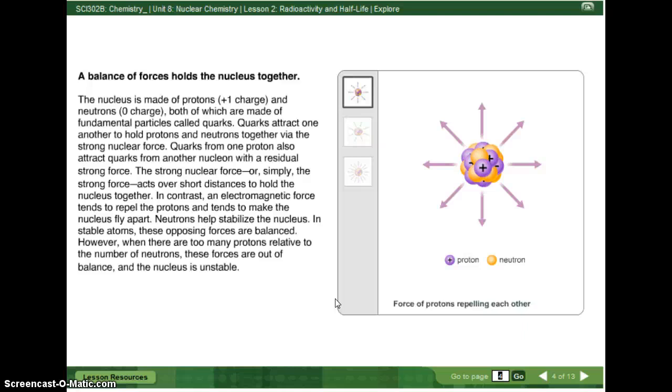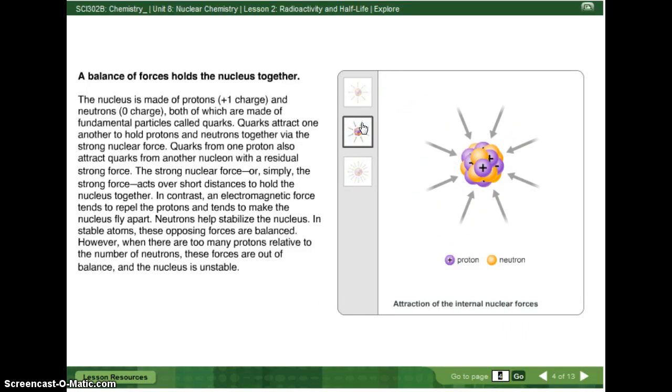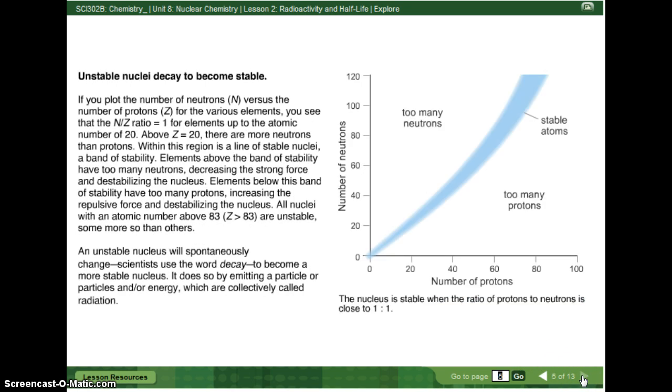In stable atoms, these opposing forces are balanced. However, when there are too many protons relative to the number of neutrons, these forces are out of balance and the nucleus is unstable. So again, protons want to be away from each other. However, there's the attraction of the internal nuclear forces. And then in a stable atom, they are balanced. Unstable nuclei decay to become stable. So in other words, there's a reason they decay. They decay so that they become something else that hopefully is more stable.